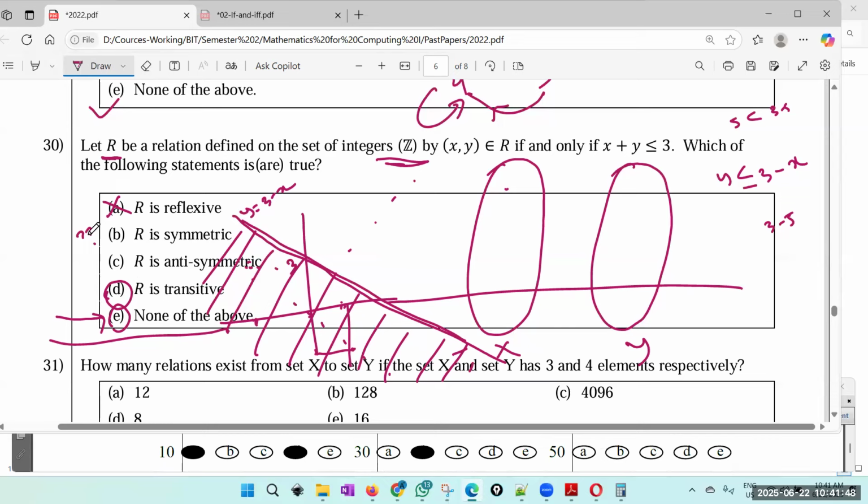B, symmetric. So why is it symmetric? That means if A maps to B, B maps to A also. Anyway, this is the range. If 2 maps to 3, 3 maps to 2. Symmetric.